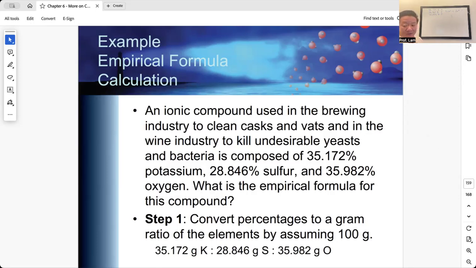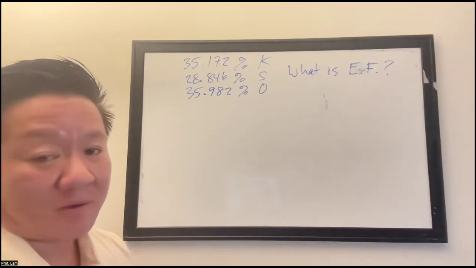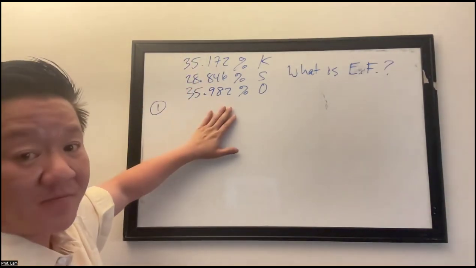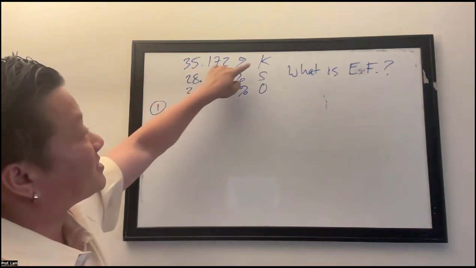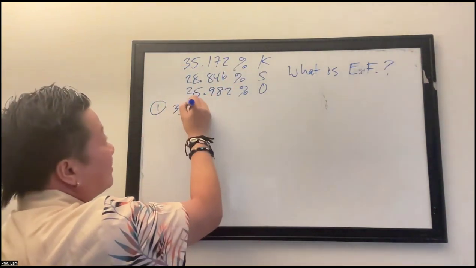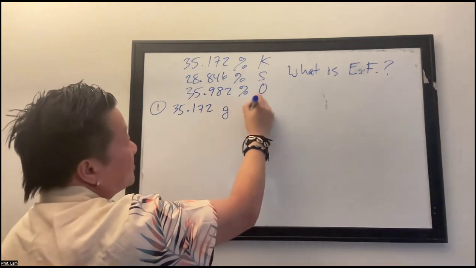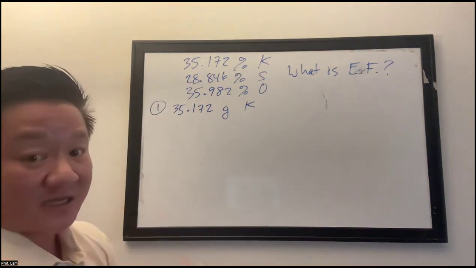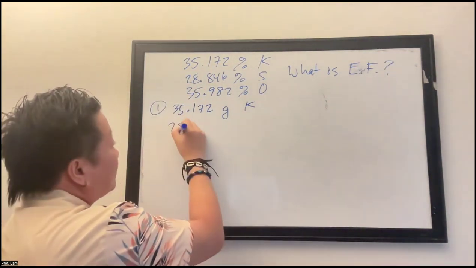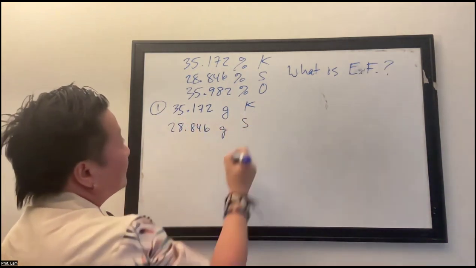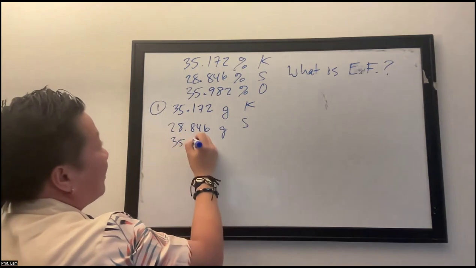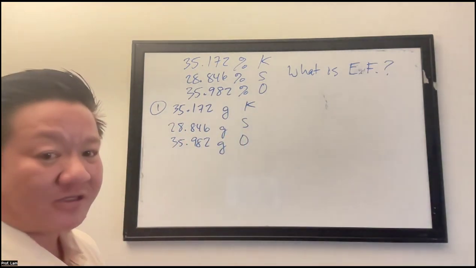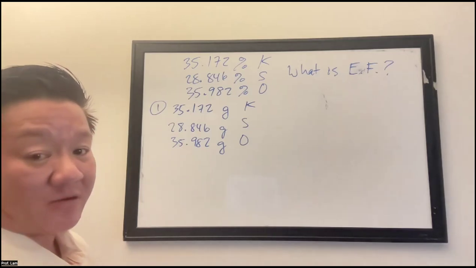All right, so remember those steps? Step one was if you assume that you have a 100-gram sample, then 35.172% potassium is the same thing as having 35.172 grams of potassium, right? That's what makes it easy. And 28.846% of 100 grams is also 28.846 grams of sulfur. And that means I also have 35.982 grams of oxygen, okay? So the percent goes straight to grams when you assume 100 grams. And then remember step two.